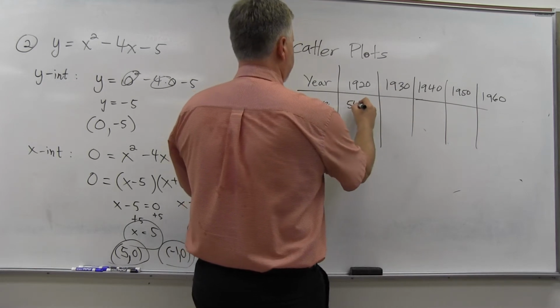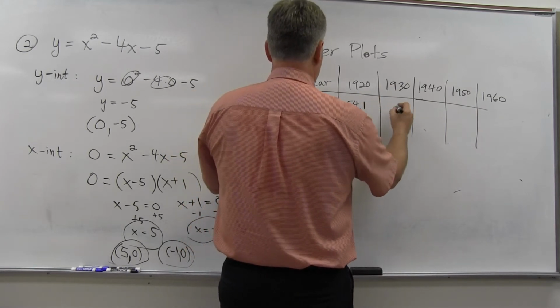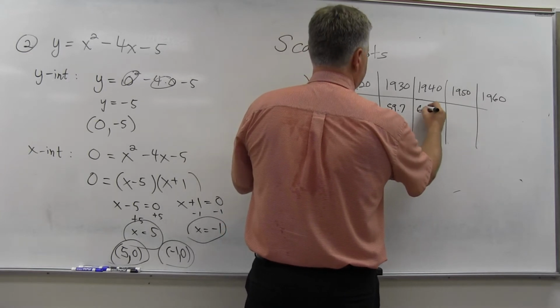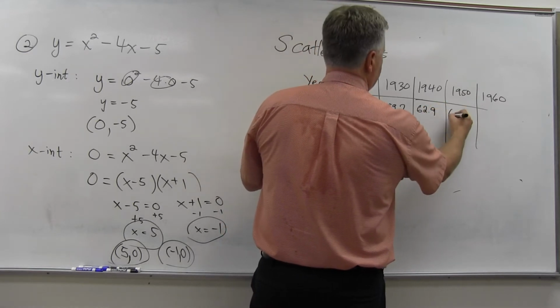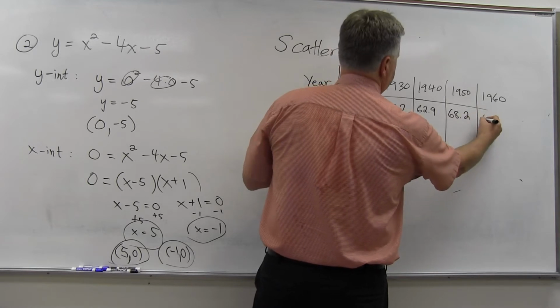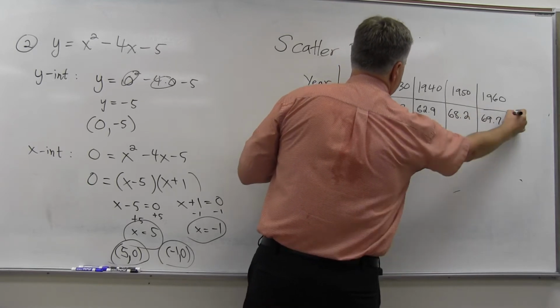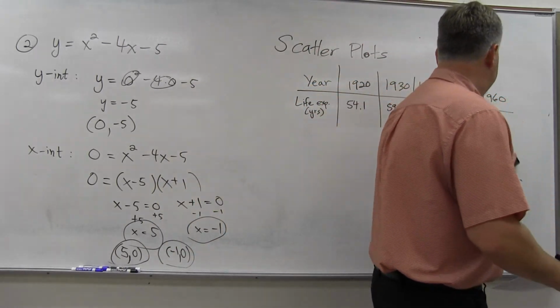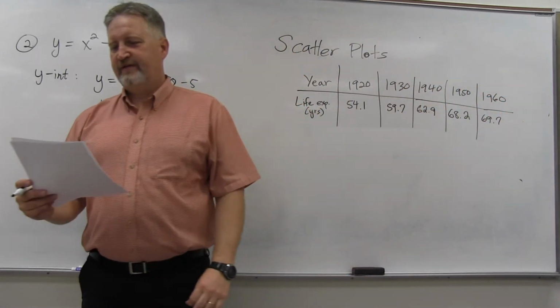And then the life expectancy: 54.1, 59.7, 62.9, 68.2, and then 69.7. Okay, so that's what you've got there.